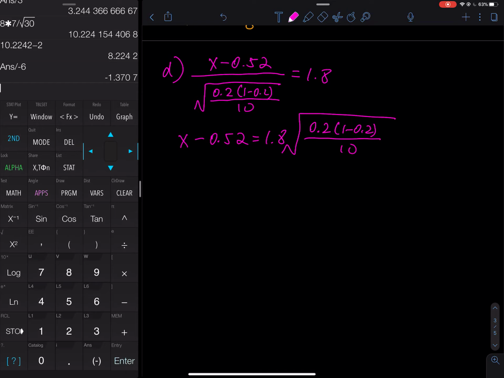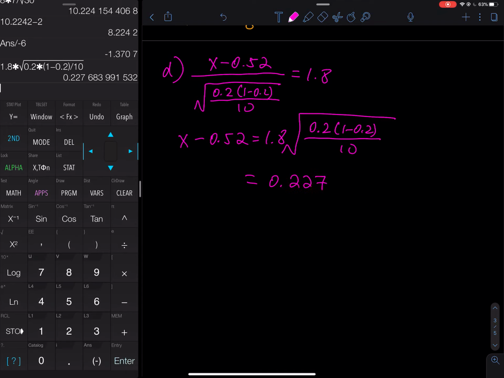The purpose is I want to train your calculator skill. So we have 1.8 multiply, and then you type a big square root, second x squared. Type the x squared key. And then inside this parenthesis, you type 0.2 times open parenthesis, 1 minus 0.2, and then close parenthesis. Check your calculator. Did you close parenthesis? The close parenthesis is right next to the division. If not, your answer will be all wrong. Divided by 10. Sure, we need to do some approximation, of course.